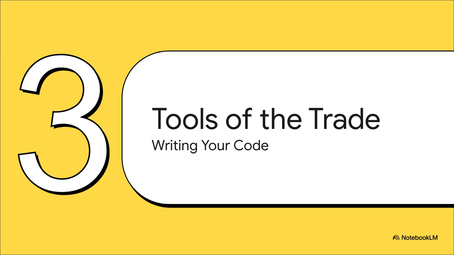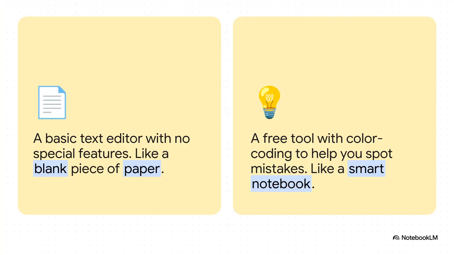Okay, so you've got this blank .py file just sitting there. Now what? Well, you need something to write your code in, and you've got options, from the super basic to the really, really helpful. On one hand, you could totally use a plain old text editor, like Notepad. It's like a blank sheet of paper. It works. But you could also use a tool like Idle, which actually comes with Python for free. Think of Idle as a smart notebook. It does cool things like color code your words, which makes everything way easier to read. And more importantly, it helps you catch mistakes before you even run your code. It's a total game changer for sure.